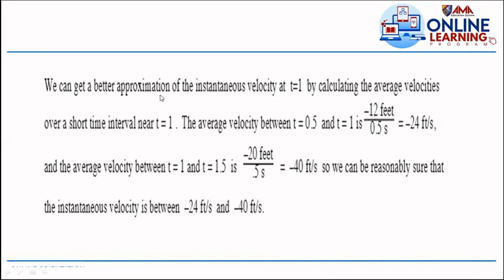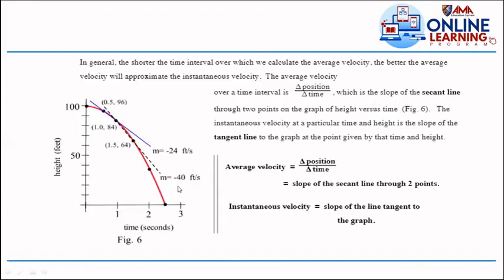Okay? Next, we're going to look at our figure 6. In general, the shorter the time interval over which we calculate the average velocity, the better the average velocity will approximate the instantaneous velocity. The average velocity over a time interval is the change in position all over the change in time, which is the slope of the secant line. So iyan po yung nakuha natin kanina, that is your secant line, through 2 points of the graph of height versus time in our figure 6.